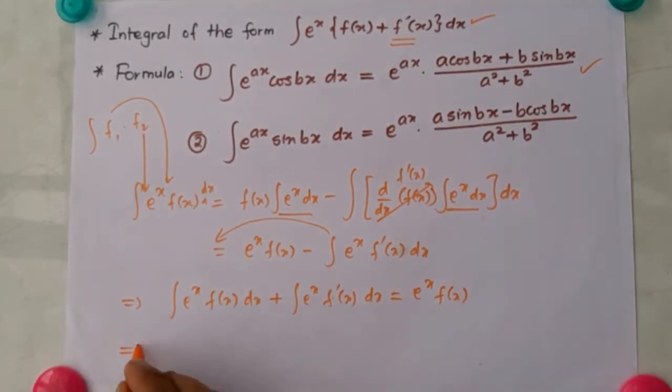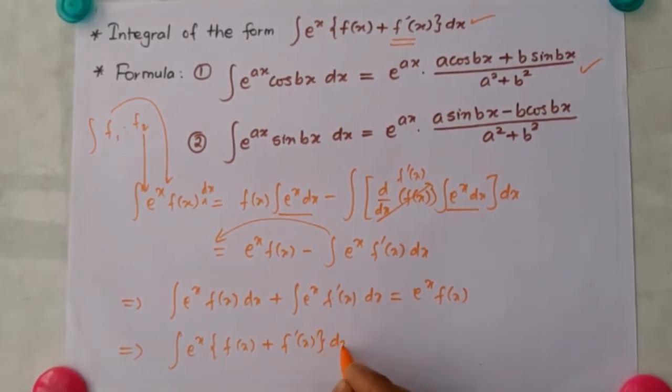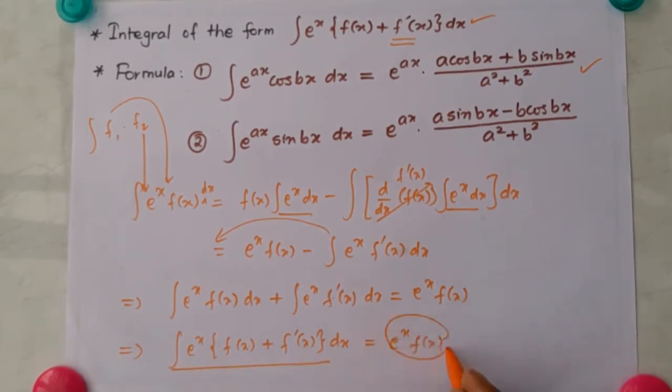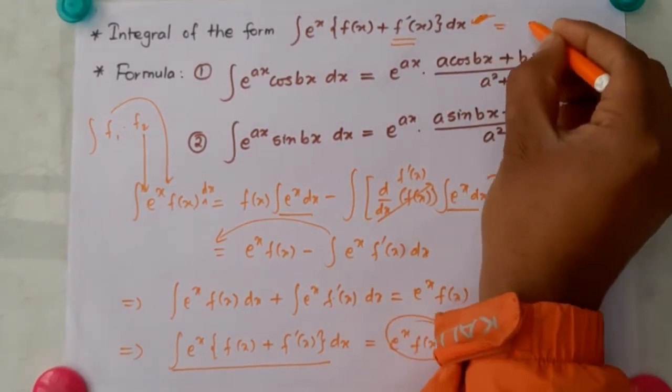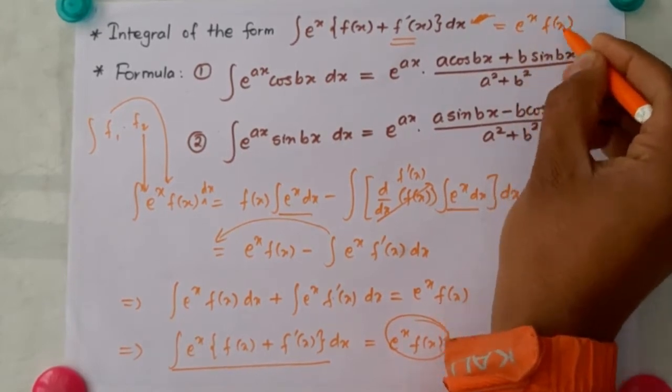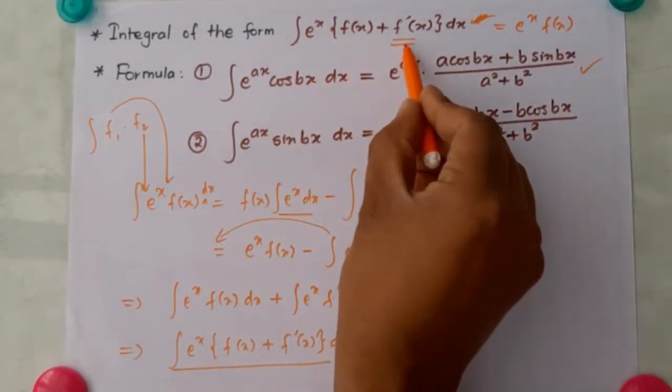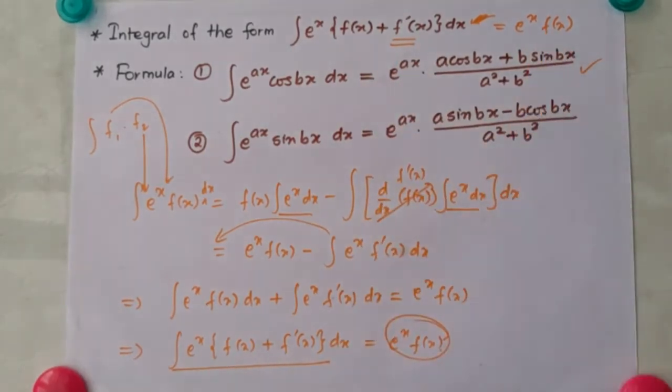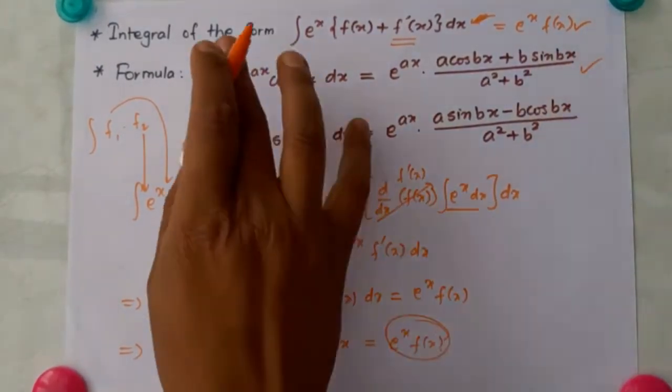Now if you see here carefully, can I write this left hand side as the integral of e to the power x times f(x) plus f dash of x, dx? Is this allowed for the left hand side? Yes, so this is equal to e to the power x f(x). Now see here carefully, we got a new formula. The formula says that this integral will be equal to this much. So your formula is e to the power x f(x). Whenever you have this kind of form, your answer will turn out to be this much. That's all you need to remember from the first part.